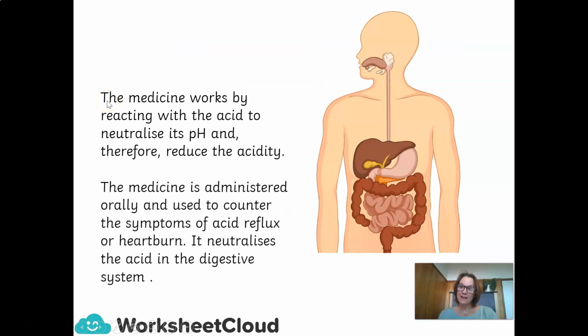So if we have acid reflux, we take a special medicine like Eno or Malox, and the medicine works by reacting with the acid to neutralize its pH and therefore reduce the acidity. The medicine is administered orally, taken through our mouths, and used to counter the symptoms of acid reflux or heartburn. It neutralizes the acid in the digestive system.